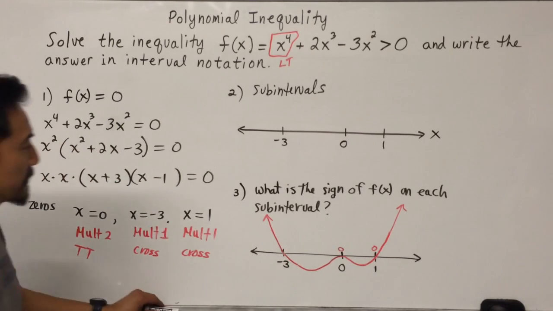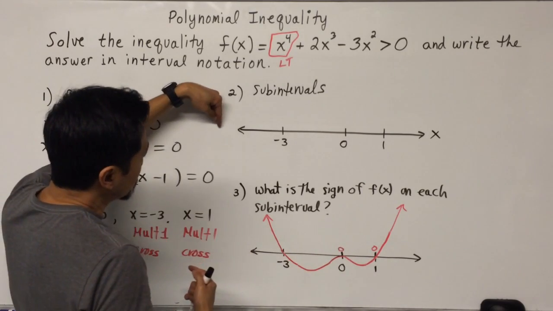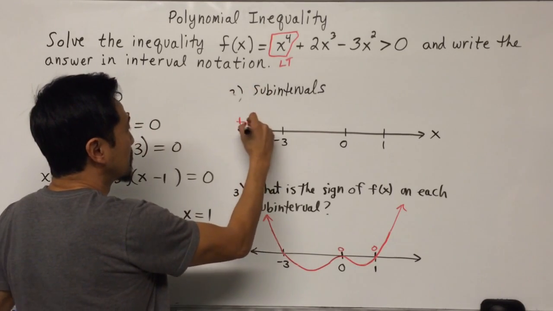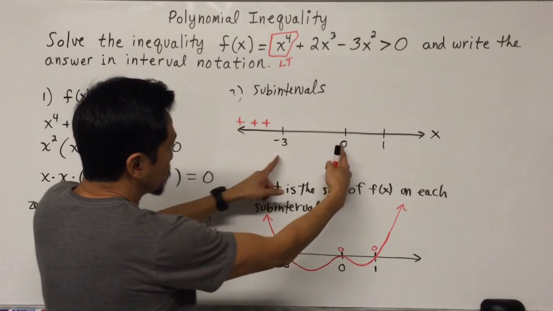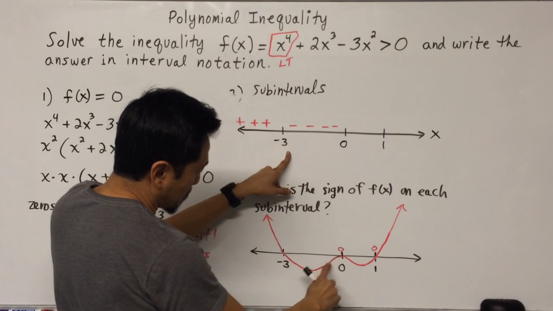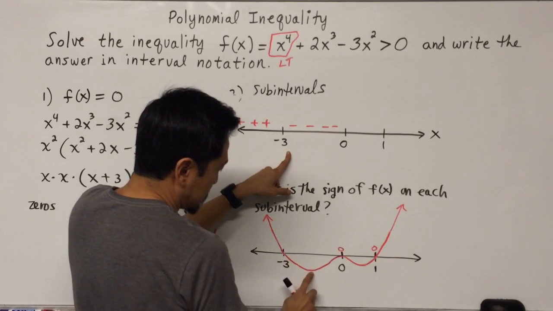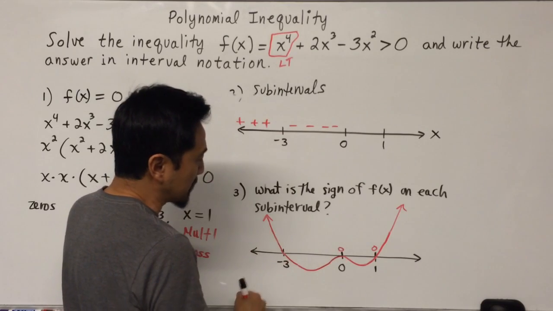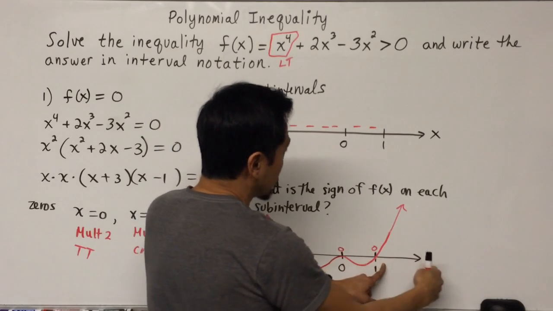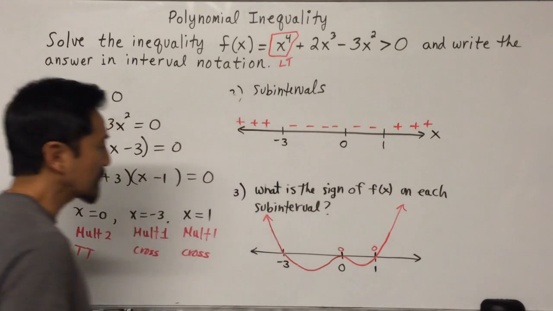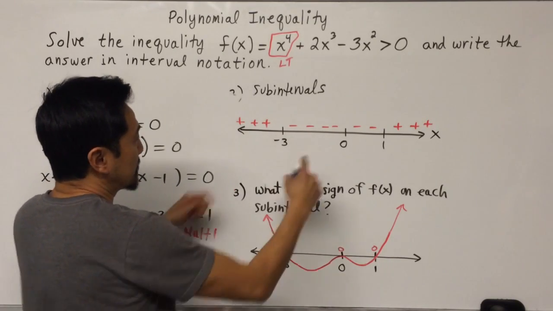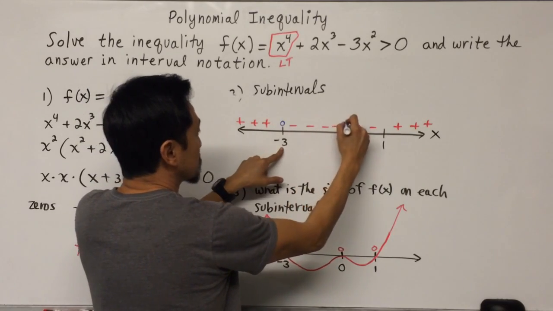Okay, so now we know from the sketch, from negative infinity all the way to negative 3, the function's positive because the graph is above the x-axis. Between negative 3 and 0, the function's negative, because all this portion of the curve is underneath the x-axis, right? So it would be lying in quadrant 3. And then between 0 to 1, again, the function's negative. And then greater than 1, the function's positive. Now, remember that at these three numbers, the function is exactly equal to 0.